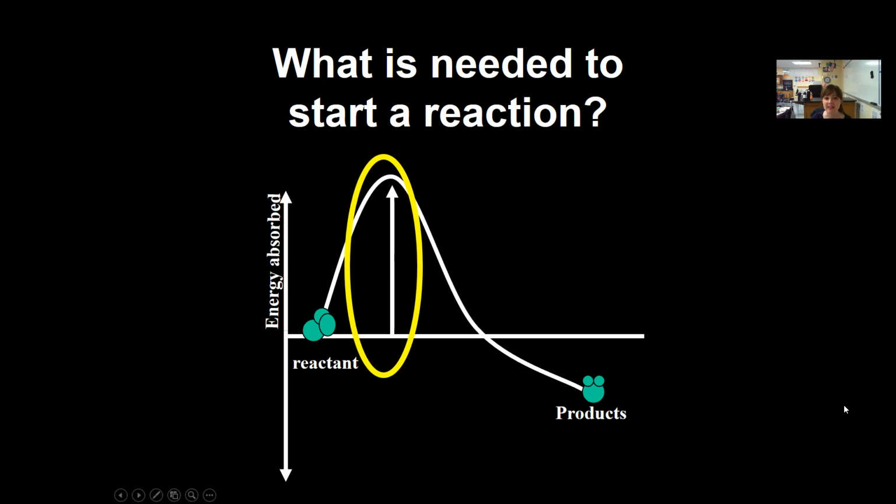So what do you need to start a chemical reaction? We talked a little bit about this yesterday in our demonstrations. The energy needed to start a reaction is called activation energy. And look here, notice that there is a lot of energy required before this reaction can release its products.